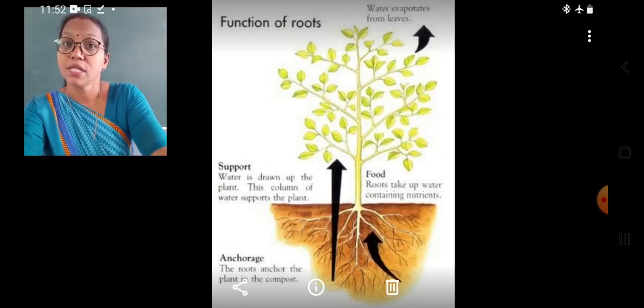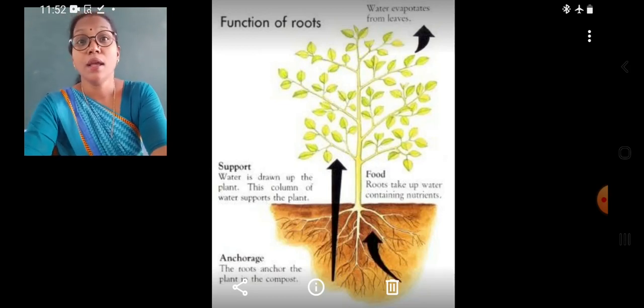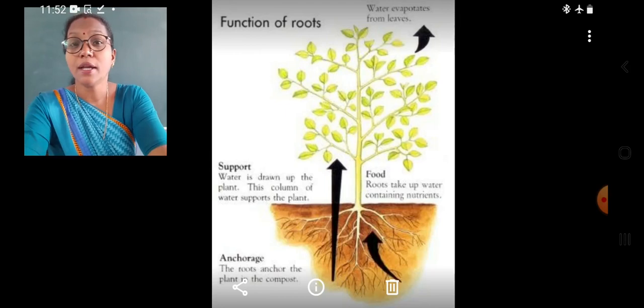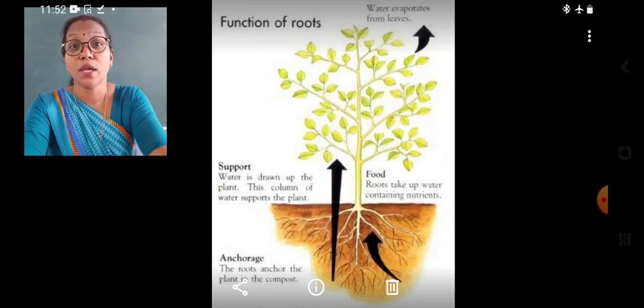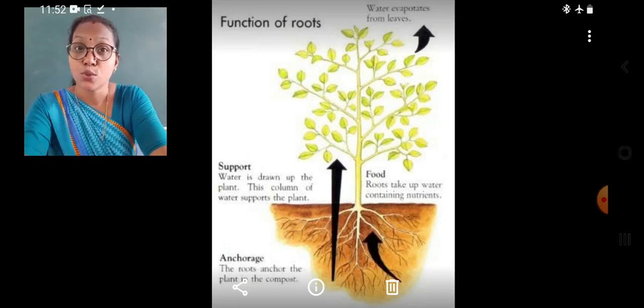Then students, we studied about the functions of the roots. Roots fix the plant firmly in the soil. The roots absorb water and minerals from the soil, and the roots prevent the soil from being blown away or flown away, as the roots bind the soil particles together.